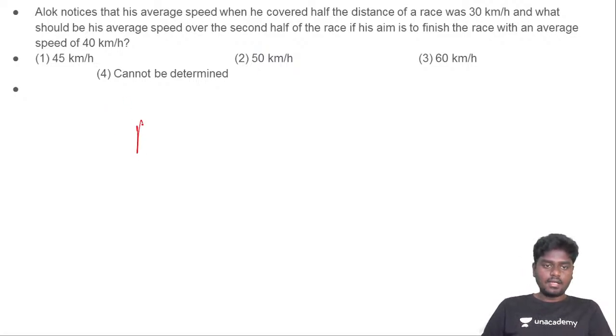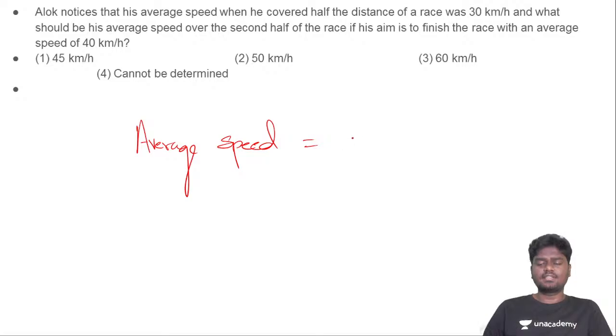See, as we know already, the average speed for the complete journey, the formula is actually 2AB by A plus B. Right? If I'm not wrong.